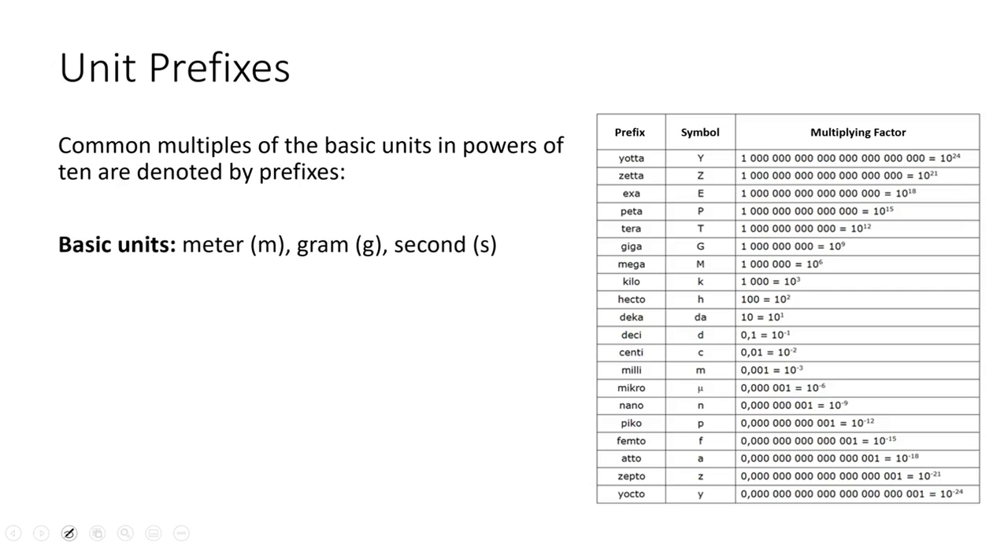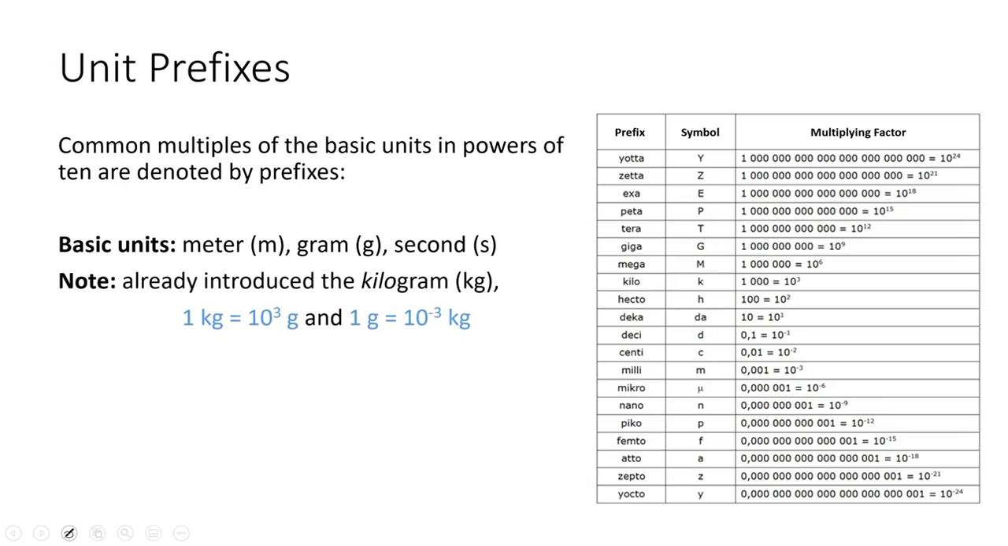Okay, so base units here: meters, grams, and seconds, m, g, and s. You'll notice here immediately I'm talking about grams. In the SI units slide, one slide ago, we talked about kilograms. So actually we've already used these unit prefixes. It turns out a gram is a little bit small. It wasn't that useful, and so the SI unit was chosen to be the kilogram instead. And so we've already been applying these unit prefixes.